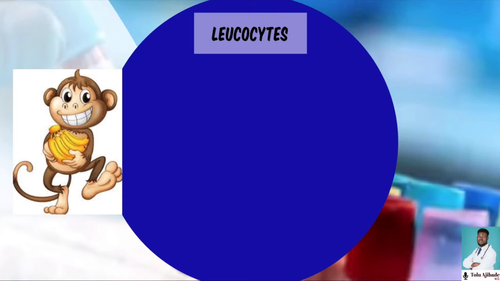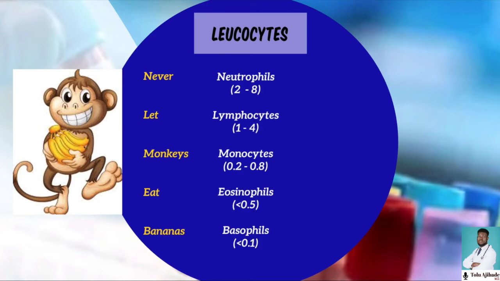So what are we doing with this? How does this relate to leukocytes? When you see this picture, remember, never let monkeys eat bananas. This monkey shouldn't be eating more bananas. This monkey is doing fine. Look at the cheeks already, large, okay? So never let monkeys eat bananas. This denotes the arrangement of the leukocyte cells, okay? Never, that's the N there, represents neutrophils. The L represents lymphocytes, M monocytes, E eosinophils, B for basophils, okay? Now, it's arranged in descending order of quantity, okay?